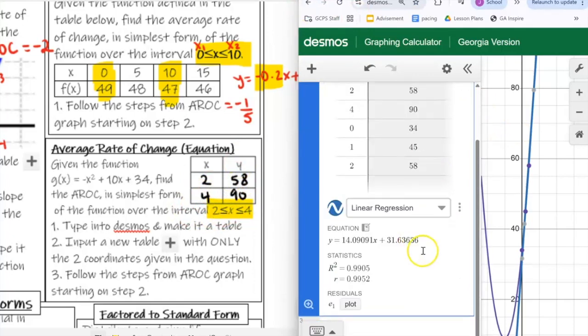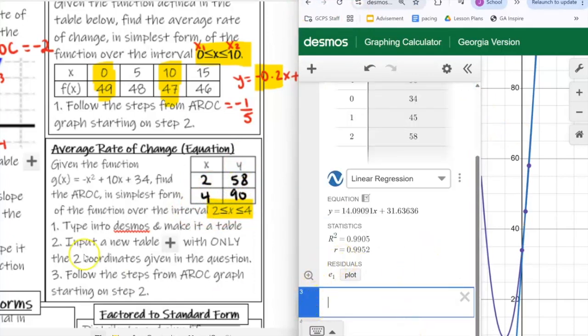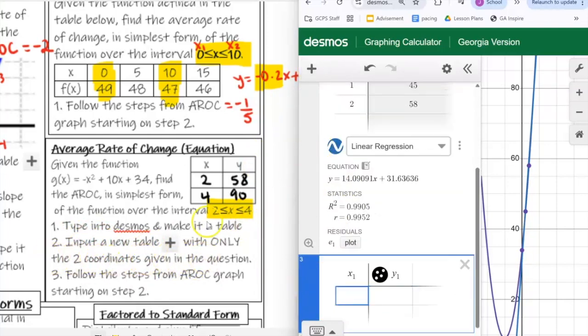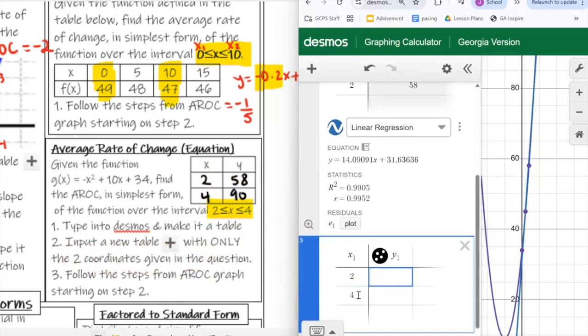So now I'm going to come here. I'm going to input my own table. So input a new table. Okay, with only the 2 coordinates given in the question, which I've already written down. So 2, 4, and then it goes with 58 and 90.